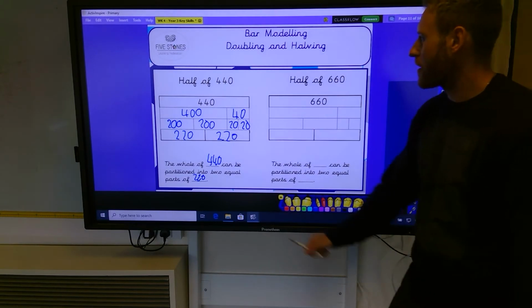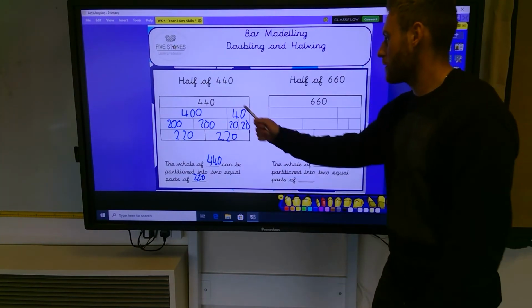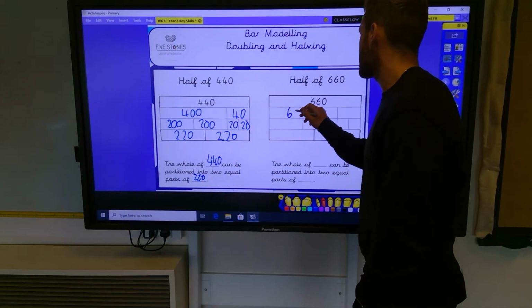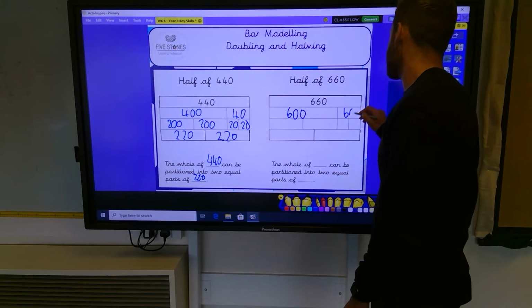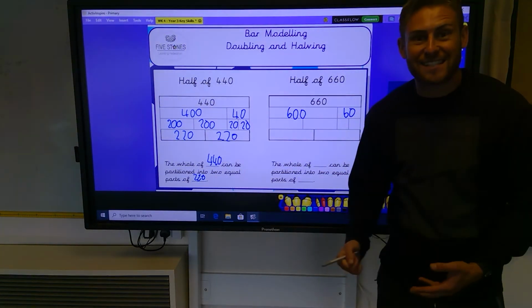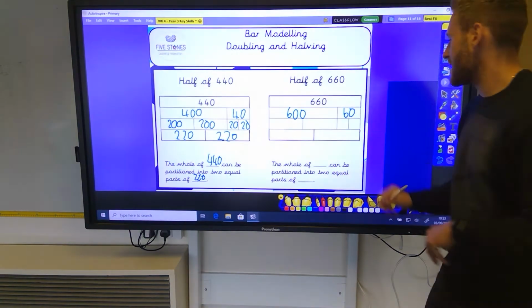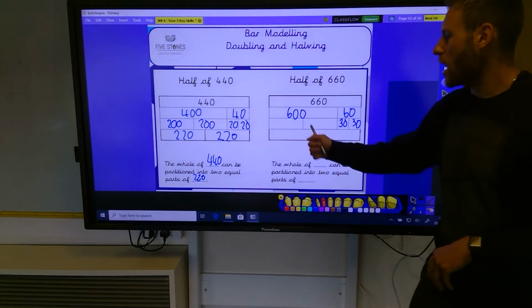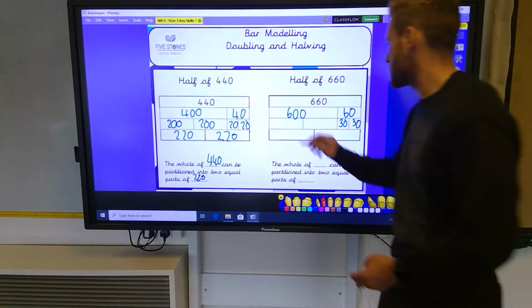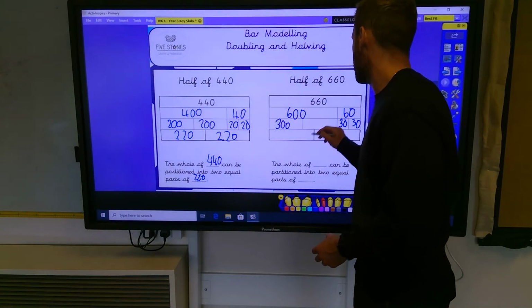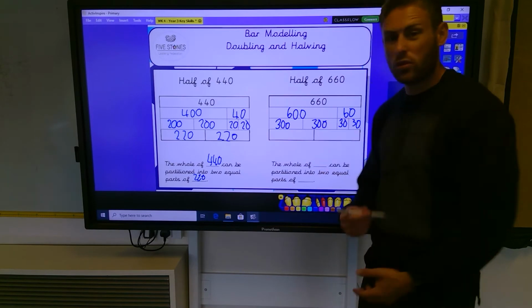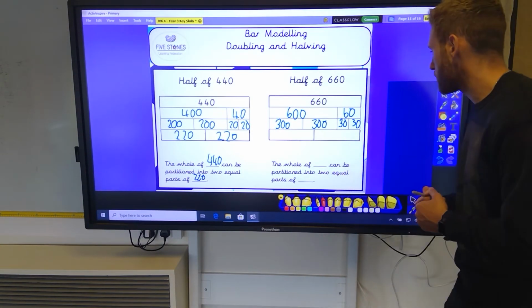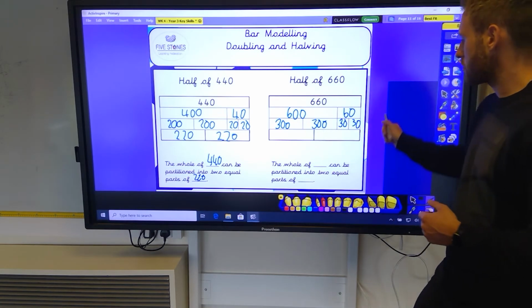Great, so instead of 440 being partitioned, 660 is going to be partitioned into 660. We know 60 is 6 tens, half of 6 tens is 3 tens, so we've got 30 and 30. Half of 600 is 300, so we've got 300 and 300. So knowing those bonds of numbers is fantastic and very transferable to large numbers. So we've got 330, 330.